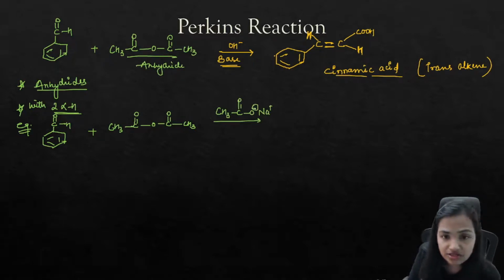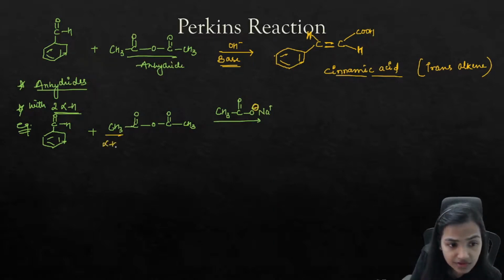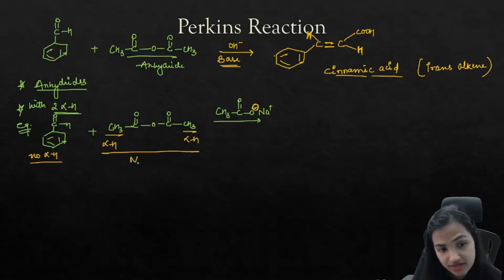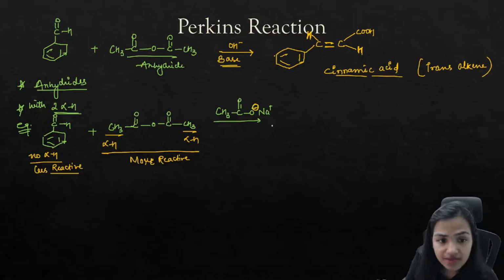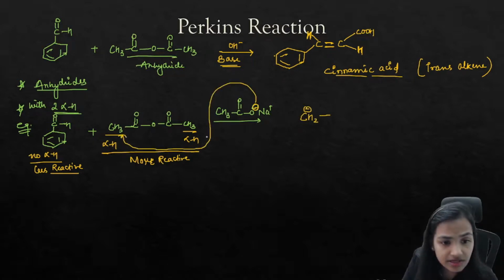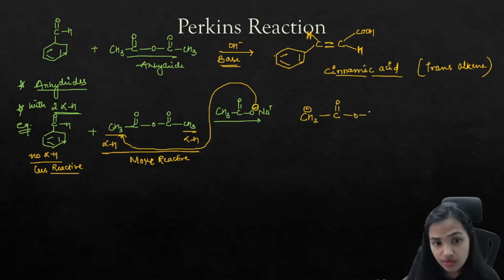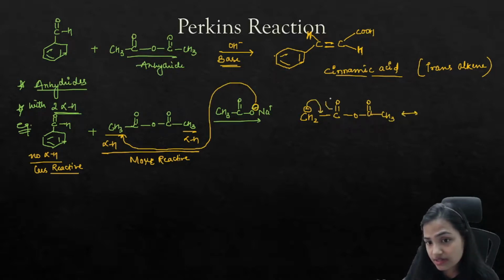If I do the reaction considering this as a base, this has alpha hydrogens, but here I have no alpha hydrogen. So ultimately, which will be more reactive? This anhydride is more reactive. Wherever the species is more reactive, my reaction will start from there only. This is less reactive, no alpha hydrogen. So the base will react with the alpha hydrogen, an acid-base reaction. Ultimately we get CH2 negative, C double bond O, C double bond O and CH3. If you form its resonating structure, you get CH2 double bond C, O negative, O, C double bond O, CH3.